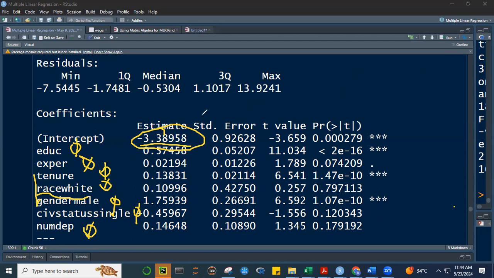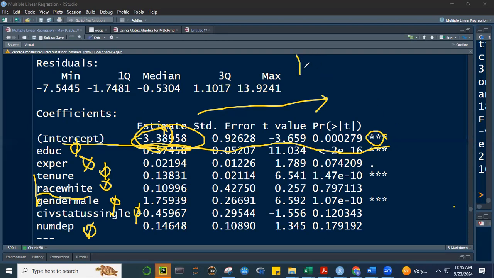Which we said we don't put too much practical significance on, because it's impossible for that person to get a negative 3.4. She would be the one paying the company, right? That's not possible. However, class, when we're writing this model, we include the intercept, regardless of whether it's significant or not.